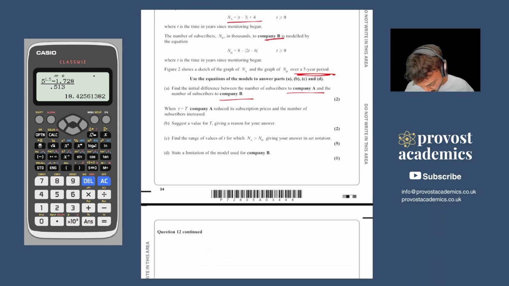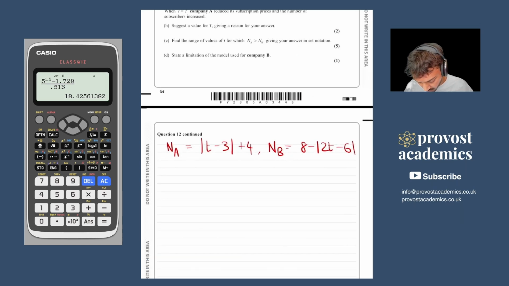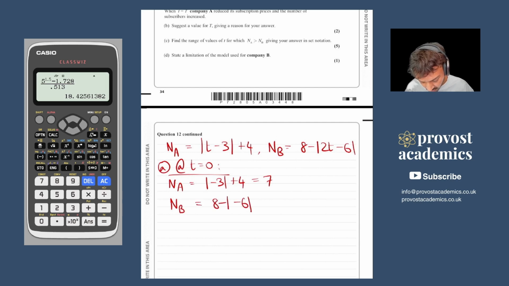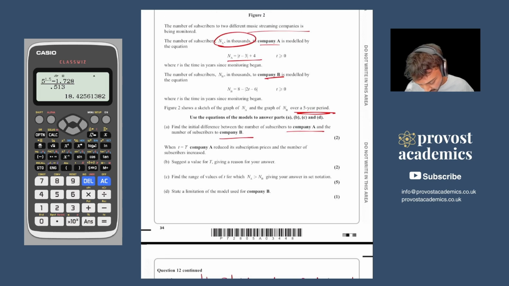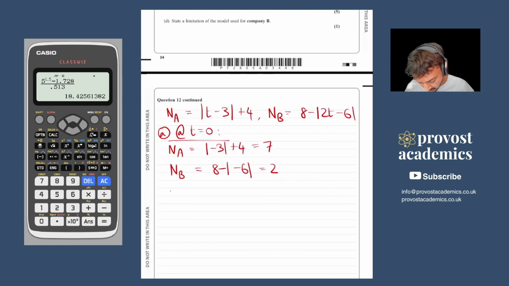So my two equations are NA and NB. I'm just going to write the equations because I don't want to keep scrolling up and down. So that's going to be 8 minus 2t minus 6. Alright, part A, so we're looking at t equals 0. NA is going to be equal to minus 3 plus 4, so that's going to give me 7. And NB is going to give me 8 minus 6, so that's going to give me 2. So we want the difference, right? Yeah, initial difference. So therefore, diff is going to be equal to 5,000 because it's in terms of thousands, right? So 7 minus 2 times by 1,000. That's it.